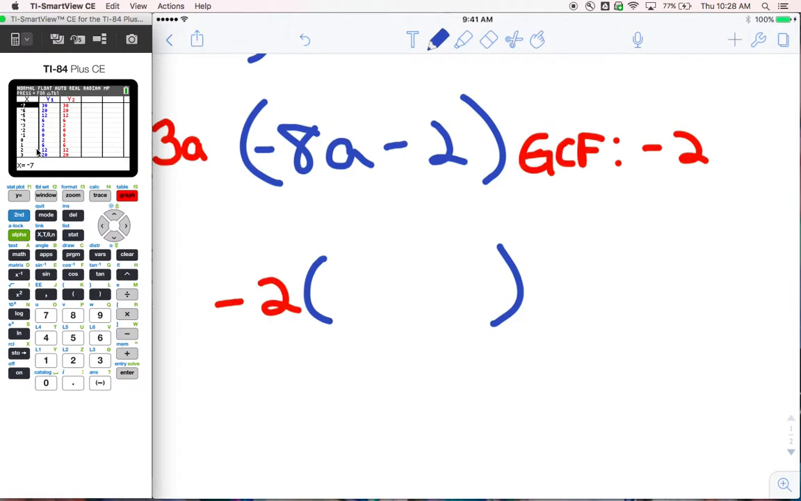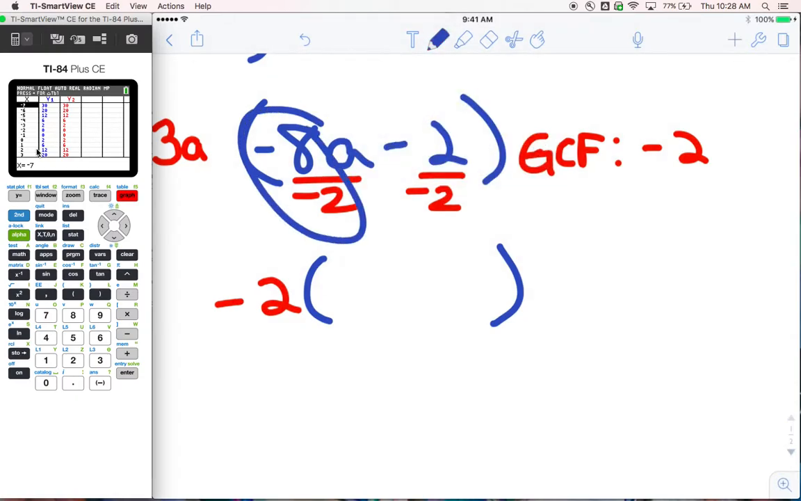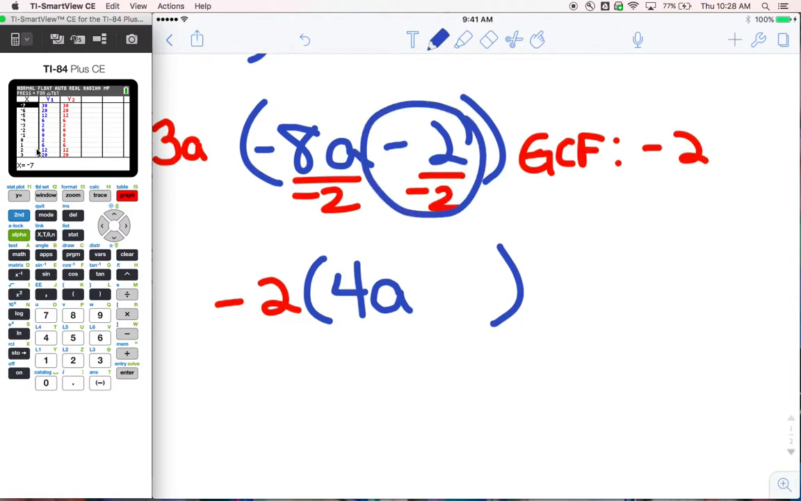And I have to figure out what's left over. Remember, we do this with division. So divide out the negative 2. 8 divided by negative 2 is a positive 4. And then we just have an a. Negative 2 divided by negative 2 is a positive 1.